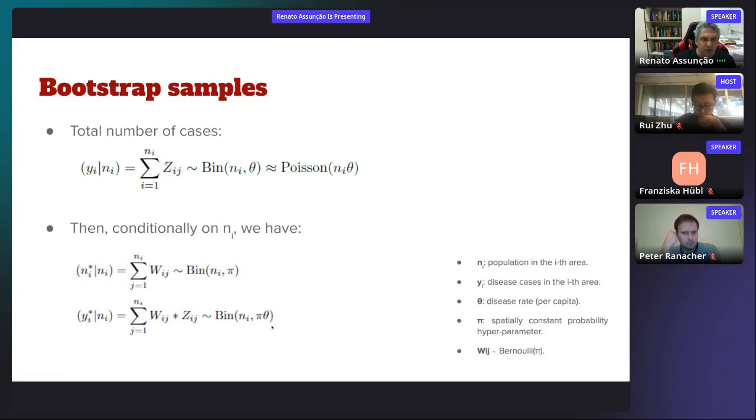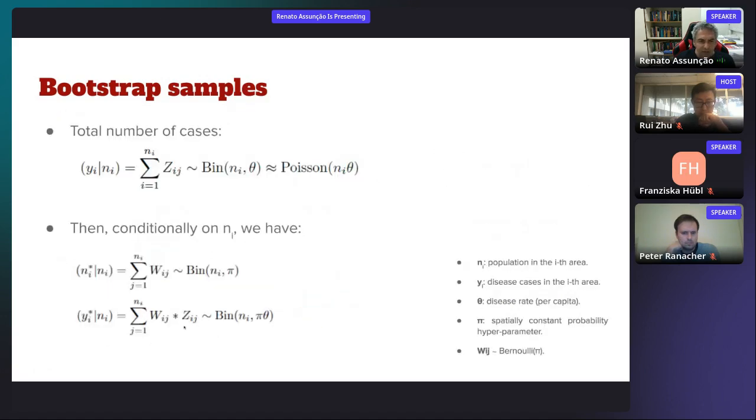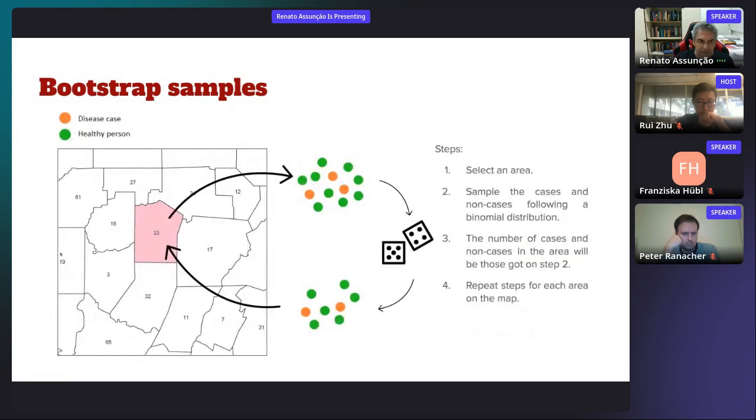What is important here, and I'm not showing because of lack of time, is that what we guarantee is that by doing this, we generate a synthetic map where all the spatial patterns in the original map are retained in this synthetic map. So this is just a description of what we do in each one of the areas.